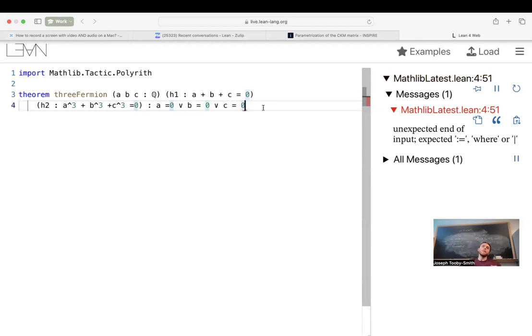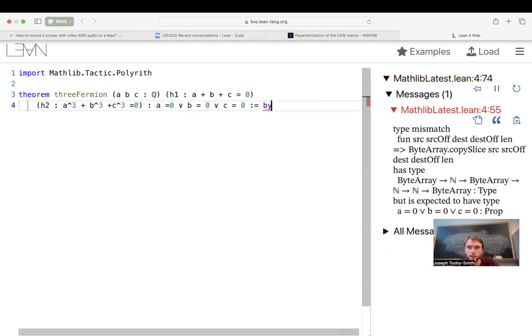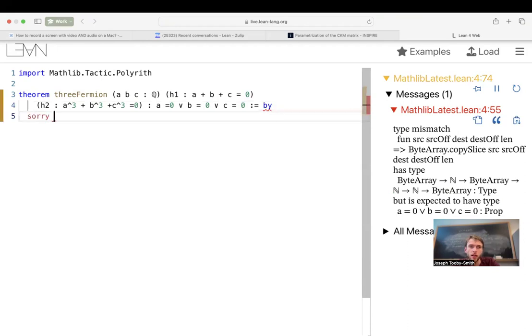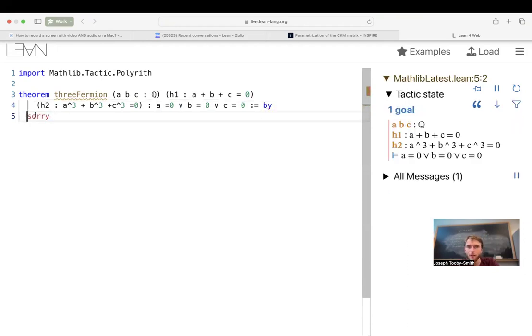So yeah, we want to prove this theorem. This is basically the statement that if you have free fermions charged under a U1 gauge theory, one of the charges has to be 0 if it's anomaly free. So I can put sorry there, which tells Lean that I don't have a proof yet, and it just stops any random errors coming. We have this tactic state here.